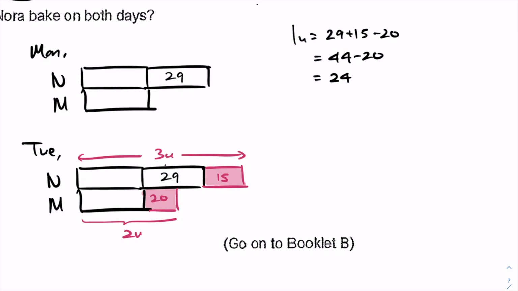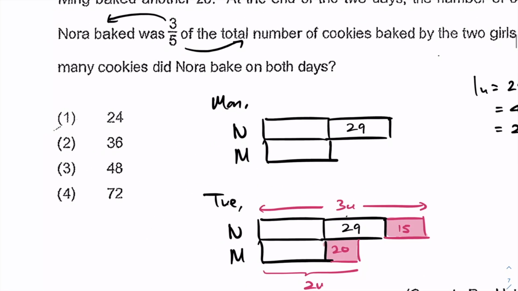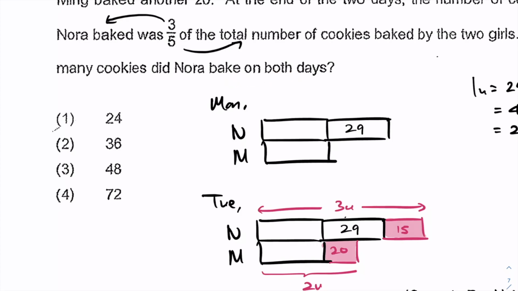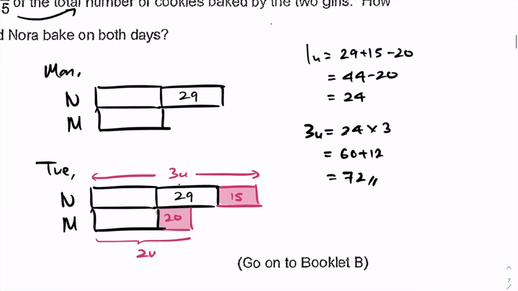Take note though, 1 unit is not this blank space here. No, it's not. Okay? 1 unit is talking about this part here. So 1 unit is 24. So Nora baked for both days. That's everything here, a total of 3 units. Since we know that 1 unit is 24, 3 units must be 24 times 3, which is 72. The answer is number 4.